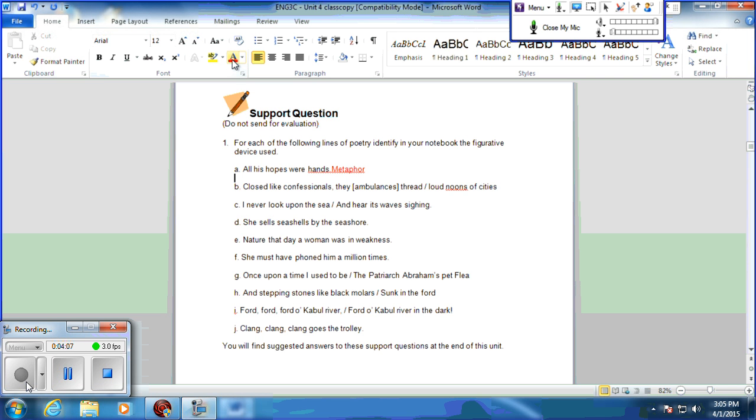So B, and remember we talked about this little slash in the middle of the line. It tells us that when this was first written, it was 2 separate lines that they combined into one, just for the sake of this sentence. So this one says, close like confessionals they thread, loud noons of cities. Here you have another comparison. Because it uses like, or it could use as as well, this is going to be a simile.